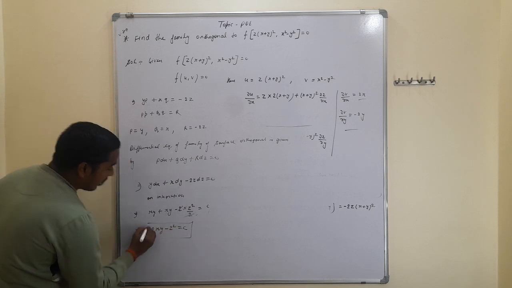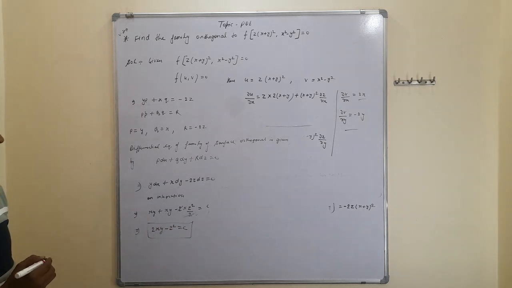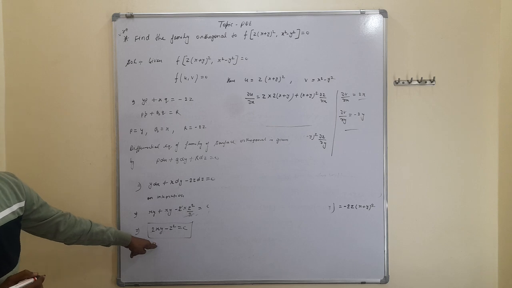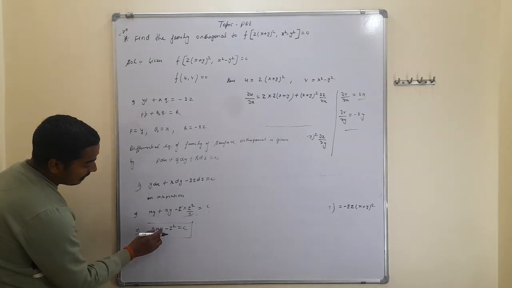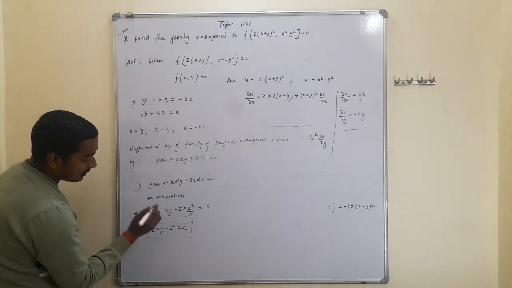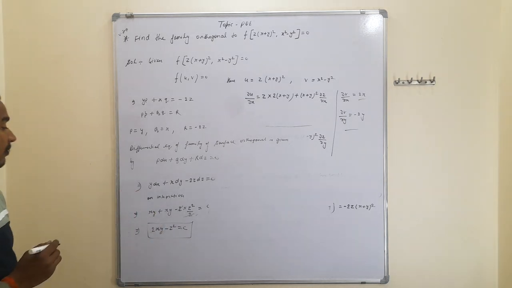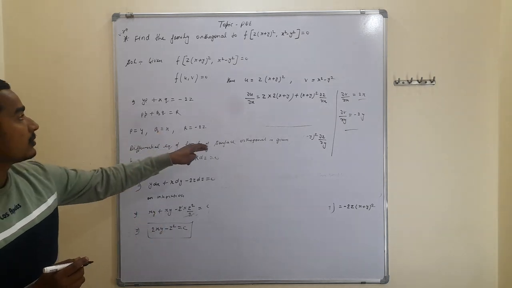This is the required family of surfaces orthogonal to the system of differential equations. This is the required solution: xy plus xy, 2xy minus z square is equal to c. This is the family of orthogonal surfaces.